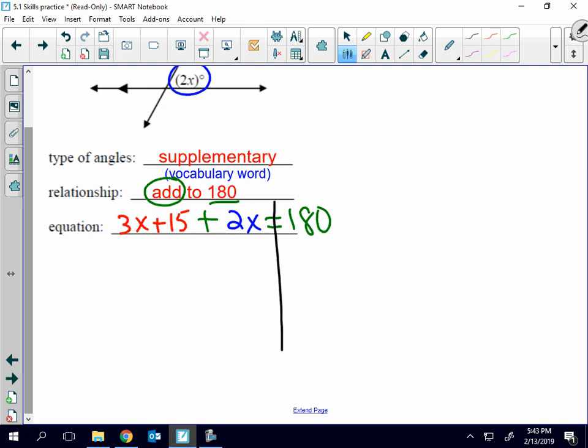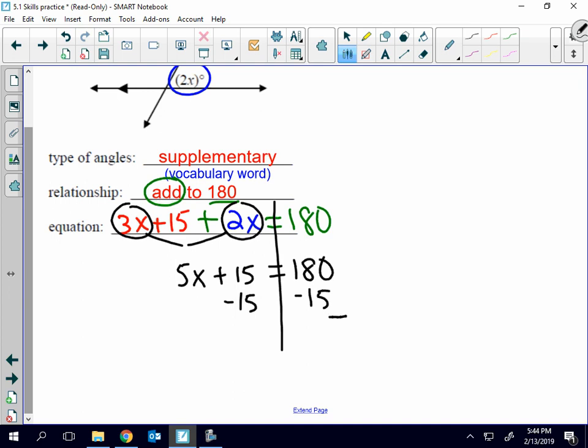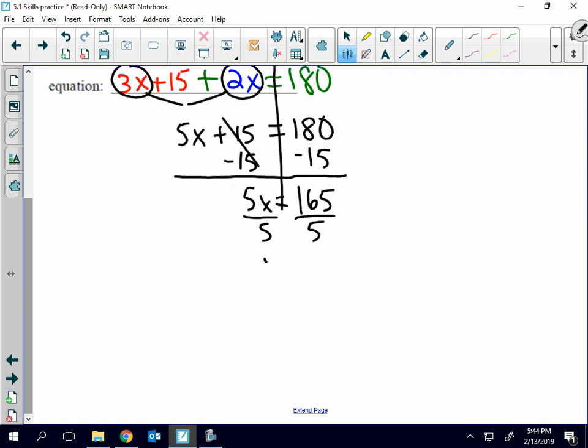I have a couple things on the left. I have a 3x and a 2x that I can combine. When I combine them, I get 5x. I still have that plus 15, and that will equal 180. If we subtract 15 from both sides, I get 5x equaling 165, and then divide by 5 to get x equals 165 divided by 5, or 33.